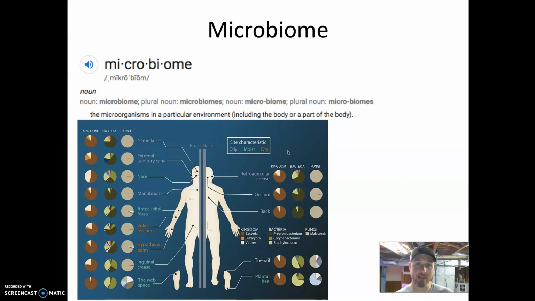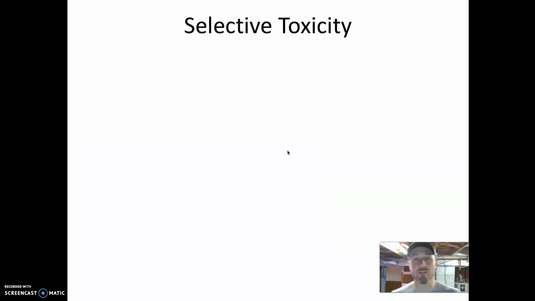Right? If we understand that the human body has a microbiome, that there are lots of different kinds of microorganisms living in and on your body, and that a few of them could be dangerous if they overgrew, then we're completely ready to understand what a superinfection is. All right, so let's discuss a superinfection. The first detail we need to make sure is clear for a superinfection is how selective toxicity works.